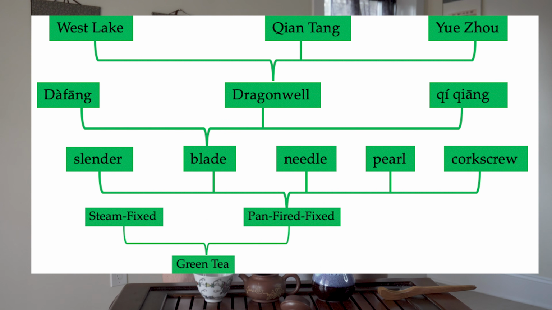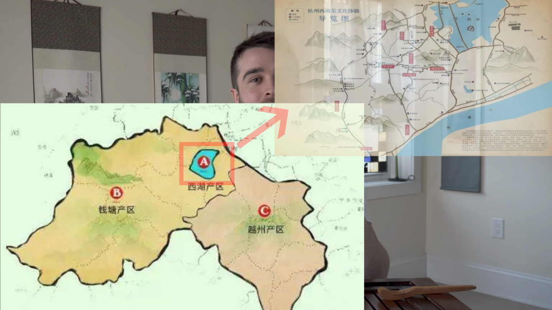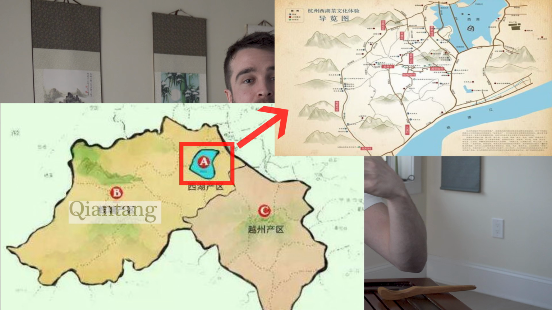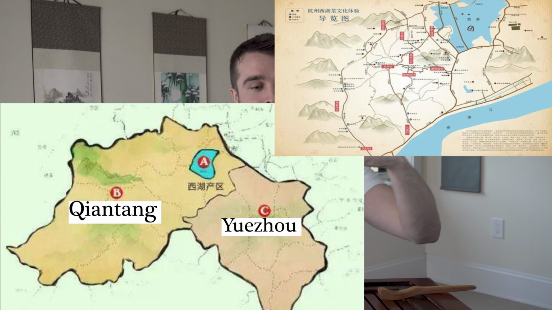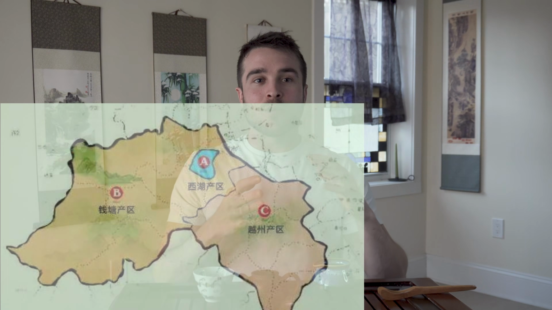There are differences in processing style still, but the difference here is mostly location-based, right? So Westlake is kind of the core, the heart, the epicenter of dragon well processing and creation. Then a little bit further out, you have Qiantang, and then Yuezhou just means further out than the Westlake area. So now we have Westlake, dragon well, flat, pan-fired green tea. We're gonna keep running down the branch here.